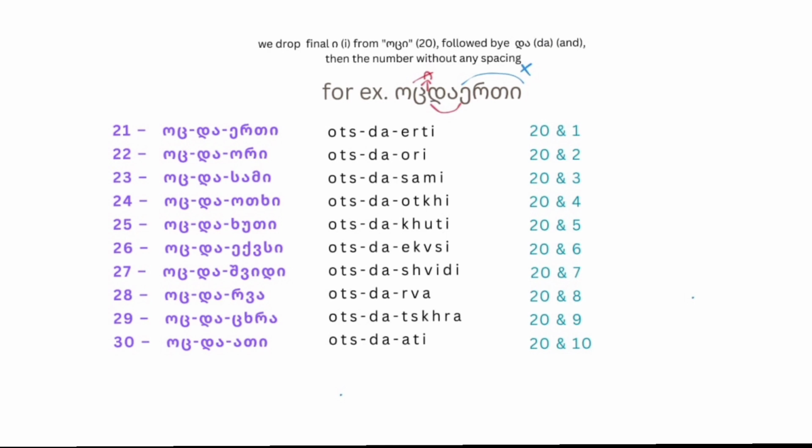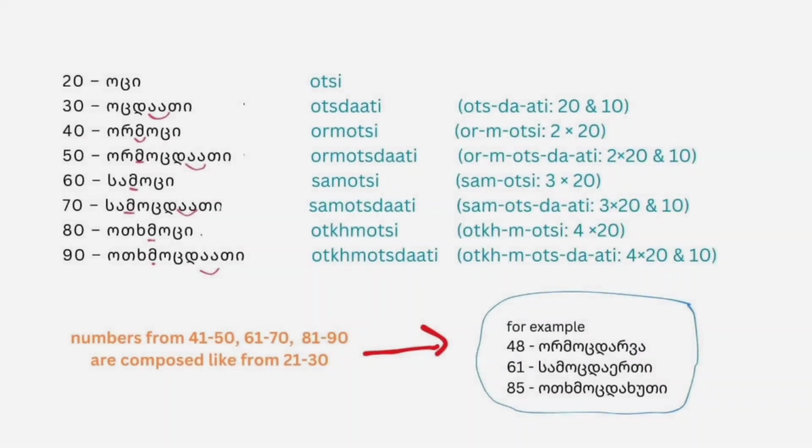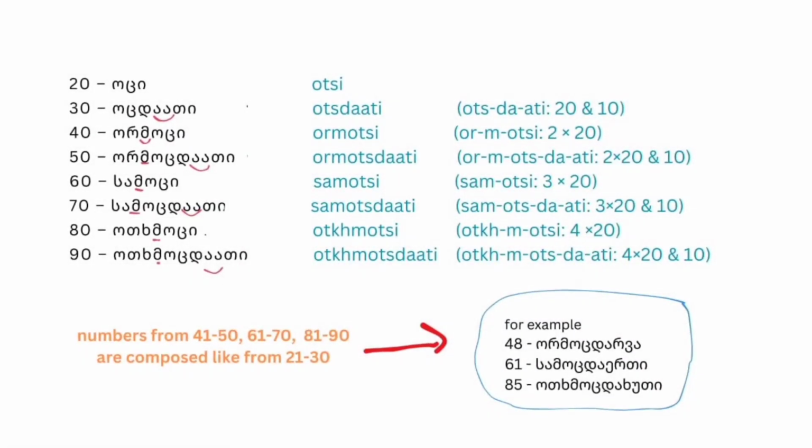And after that, I will explain how to say 30, 40, 50, 60, 70, 80, 90. In English, you would say 30, 40, 50, 60, but in Georgian it's different. 30 is 20 and 10.